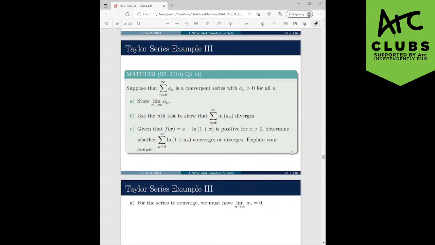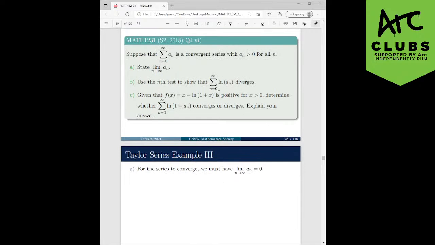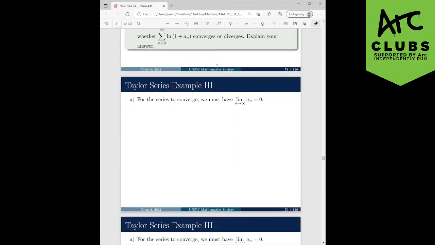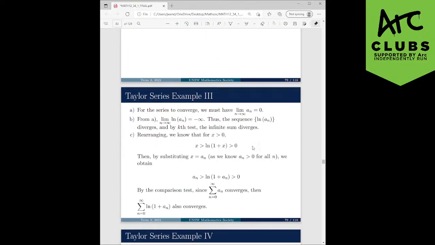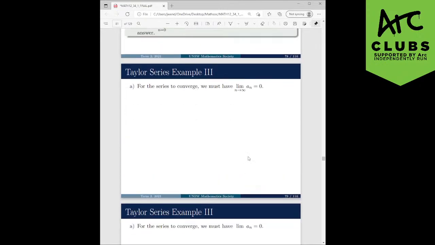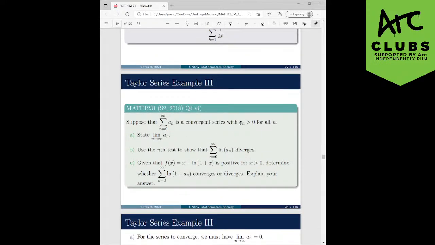So what we're going to do: your x minus ln(1 plus x), you know it's positive because they tell you so. So if x minus ln(1 plus x) is always bigger than 0, what we have here is that x has to be bigger than ln(1 plus x). What we also know is that an is positive, so we can just swap x out for an. It has come back to haunt you. That was the initial question, when they just told you an is bigger than 0 and then left. So that's where it comes in, because an is bigger than 0 and that's about it.